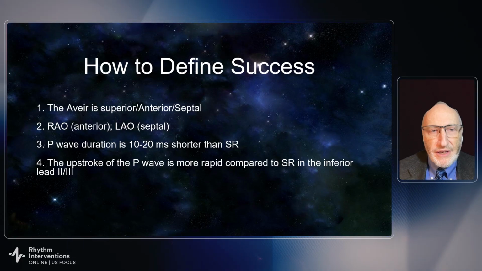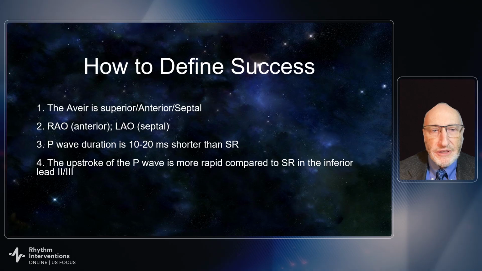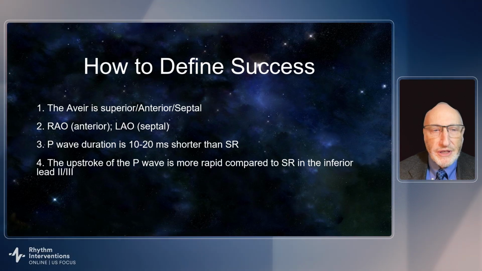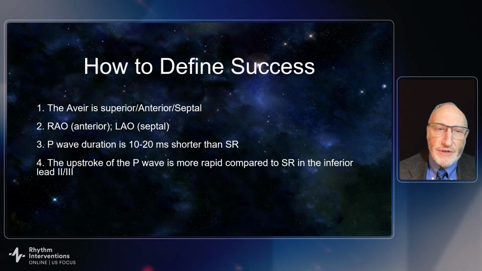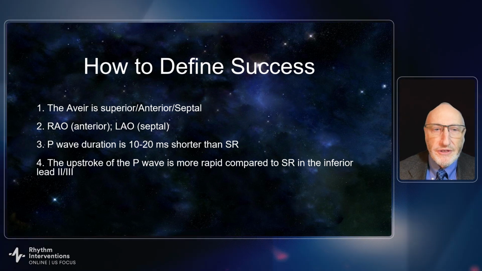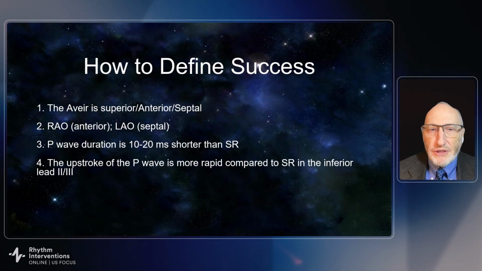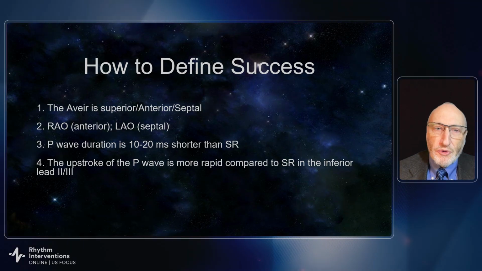So again, how to define success anatomically, the Aveir is superior, anterior, and septal. So in RA view, you can see it in the anterior, and in LAO, it's high and pointing to the septum. But most importantly is the P wave morphology. You should see it shorter, and you should see the upstroke, as we talked about, being much more rapid.